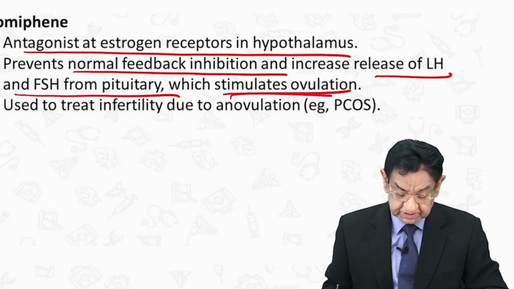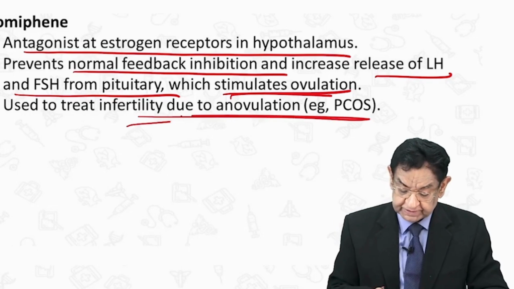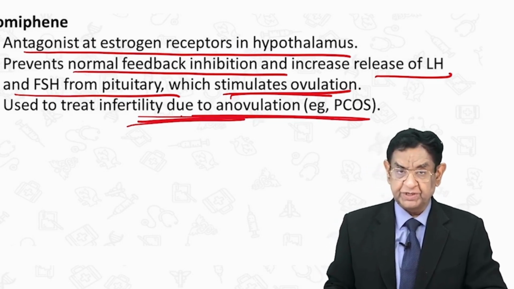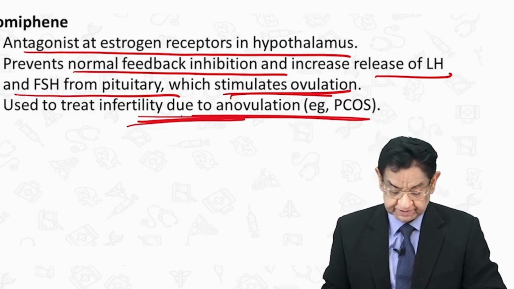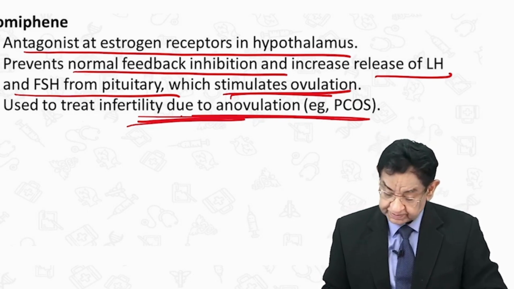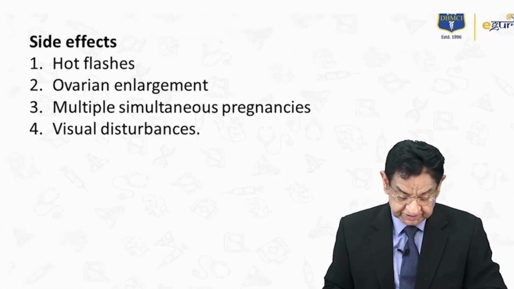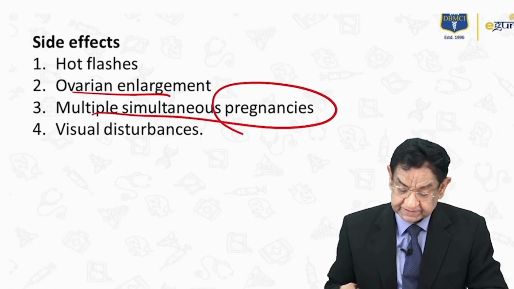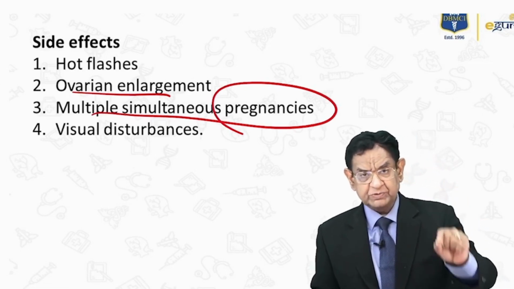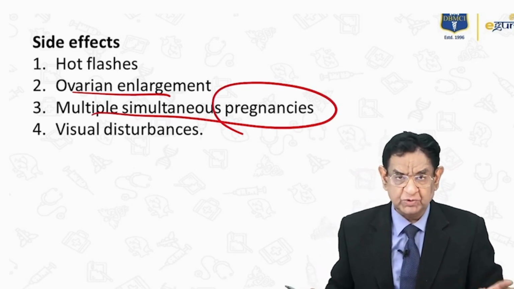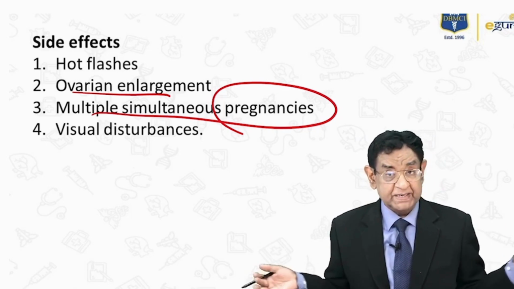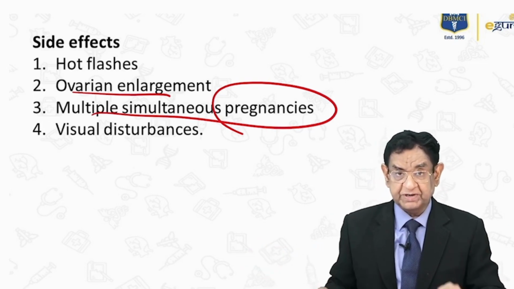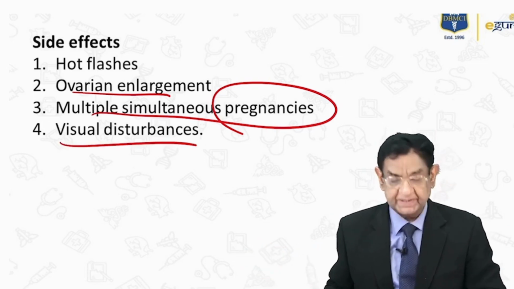We especially use it in infertility due to PCOS, a very, very important condition where we use this drug. Clomiphene is a very important drug to induce ovulation in PCOS, polycystic ovary syndrome. Side effects: hot flashes, ovarian enlargement, multiple pregnancies, something very interesting. We are using it in a patient who has no child, but when we use it there may be multiple gestation also. That means the lady is gifted with multiple children at one time. Visual disturbance can be there.